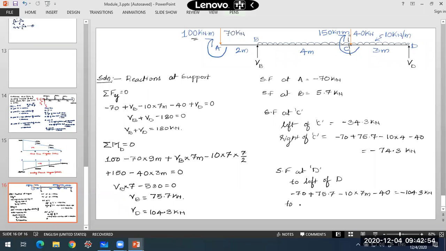When I cross this point D, the shear force will be 0. You can check that. When you cross it, one force acts in the upward direction. So minus 104.3 will be there, and to this we add the VD reaction, since an upward force on the left side is positive. So I add plus 104.3, and it becomes 0 over there. These are the values of shear force.